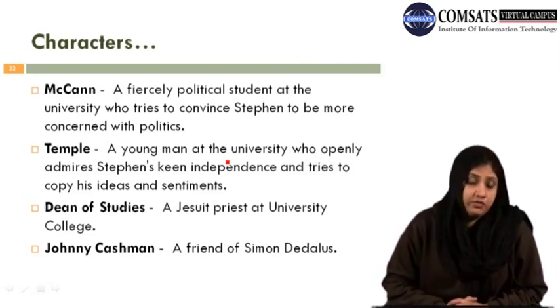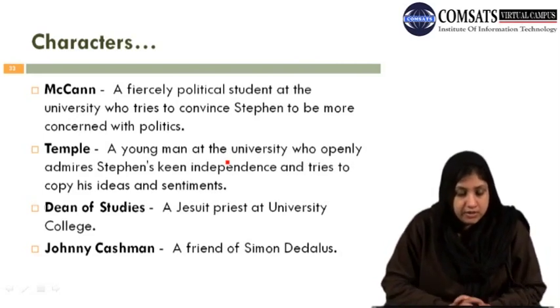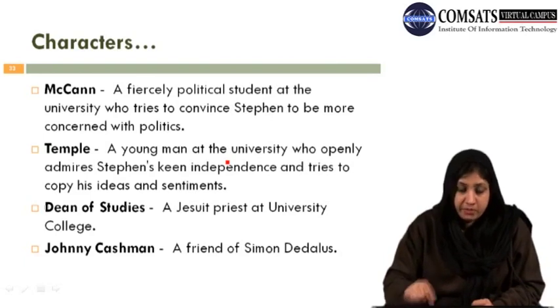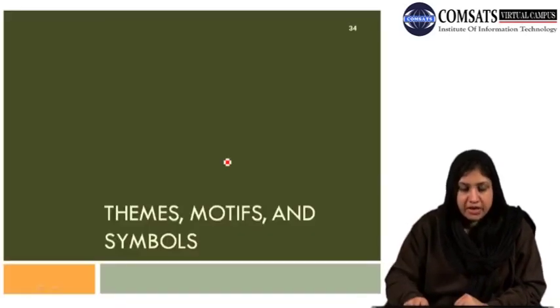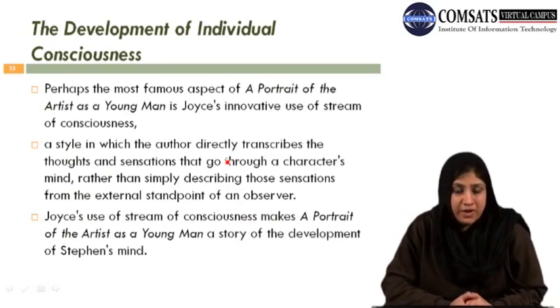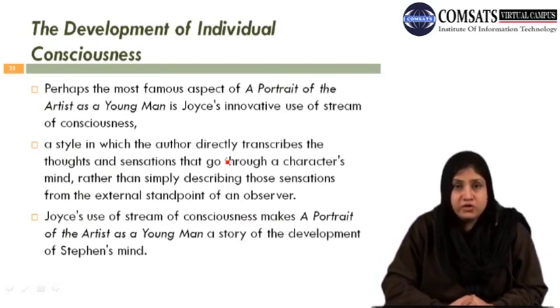So after the list of characters, now we should move to the themes, symbols and motifs which are shaping the story. Starting with the themes, the very first theme that is quite observable in the story is the development of individual consciousness.